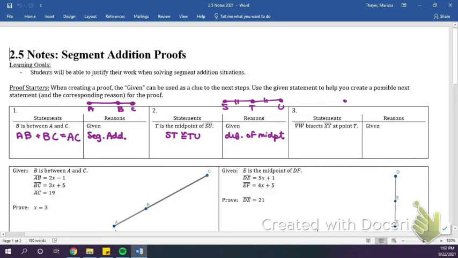If they give you a segment bisector, they tell you that XY is being bisected by VW at point T. That means T is perfectly in the middle of XY, which means XT is congruent to TY. That would be definition of a segment bisector.